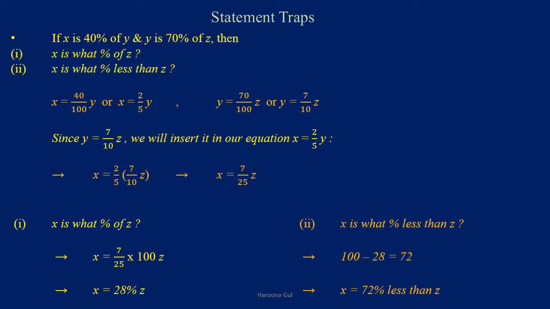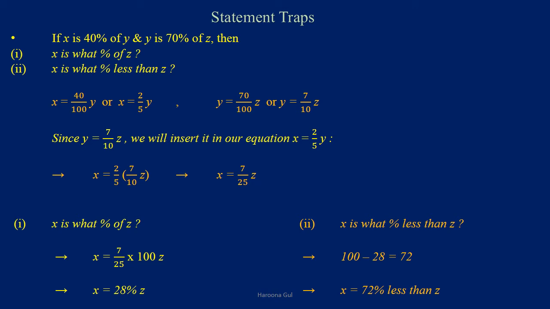And then it says Y is 70% of Z, which means Y is equal to 70 over 100 into Z, or Y is equal to 7 over 10 into Z. Now replacing Y with 7 over 10 into Z in the equation X is equal to 2 over 5 into Y, we're going to get X is equal to 7 over 25 into Z, right?